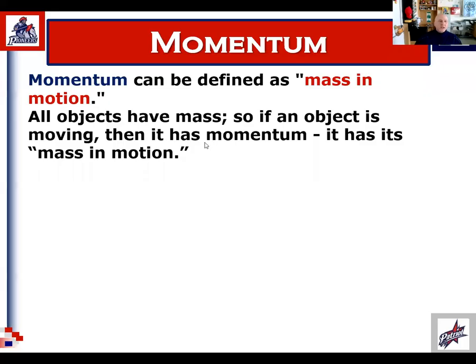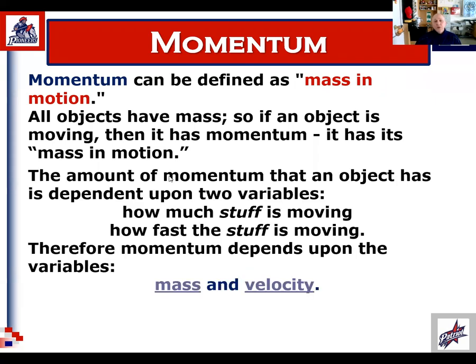So momentum is this idea of mass in motion, right? Because we're trying to quantify the motion of an object. Objects have mass, so if it's moving, we've got mass in motion. And if it's moving, that means it has a velocity. So we're looking at the momentum of an object depending upon how much stuff, that's the mass, and how fast that stuff is moving. The two variables that we've dealt with are mass and velocity, whereas in Newton's second law, we were looking at mass and acceleration.